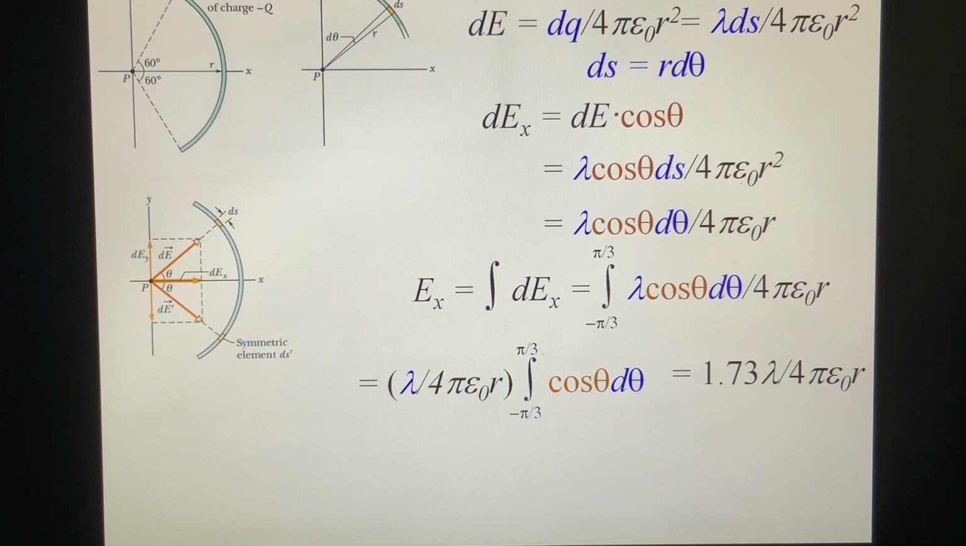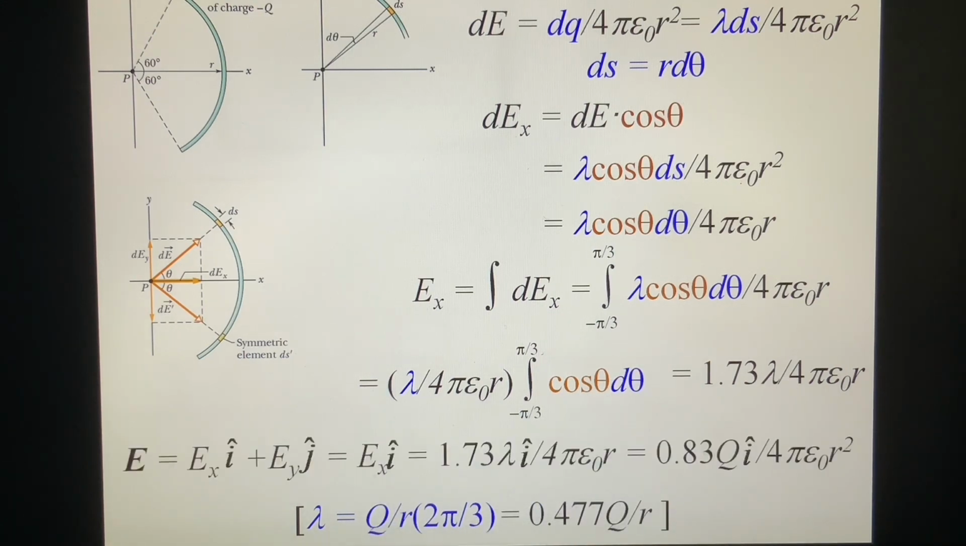And lambda is Q over the length. What is the length? This is 120 degrees, so it's about 1/3 of the circumference, 2 pi r over 3. We put the lambda inside this one, and we get E. By symmetry, only Ex. We put lambda inside, we get this answer. This is a simple calculus.